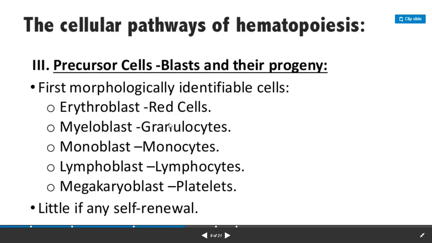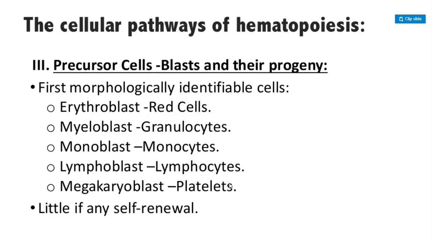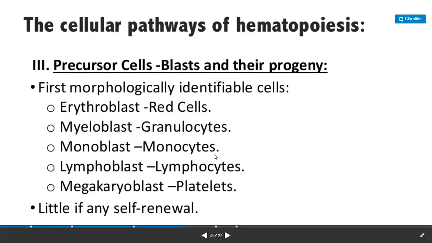So these precursor cells are the blast cells, and their children, or their offspring, or what they eventually become, are the red cells, the granulocyte, the monocyte, the lymphocyte, and the platelet. So remember that hematopoiesis begins from the stem cells, the totipotent cells, which give rise to the multipotent cells. Multipotent cells give rise to the progenitor cells. The progenitor cells, which are the colony forming units, give rise to the precursor cells, which are the blast cells, that eventually give rise to the effector cells, which are red cells, granulocytes, and the rest of them.